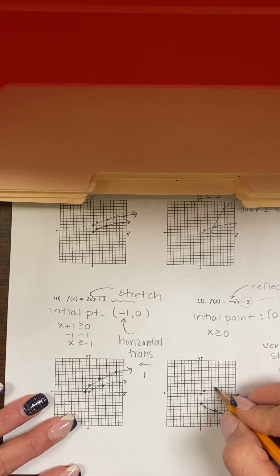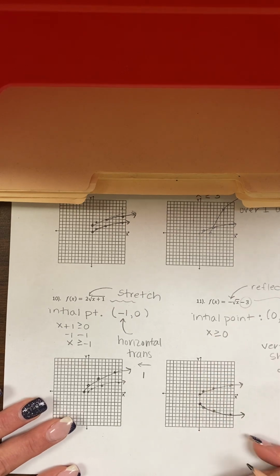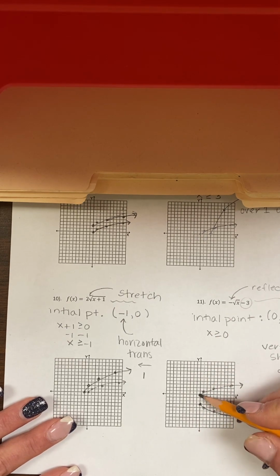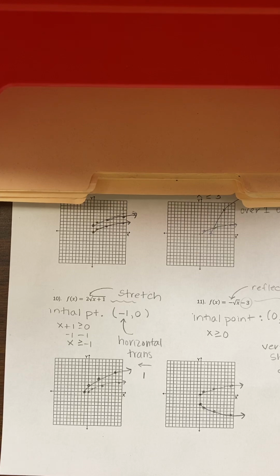Okay, and so here's the parent function. And so you can see how the shape is different. It's flipped, that's your reflection, and that initial point is down. So I hope this helps. Use this video and notes to help you with your homework.